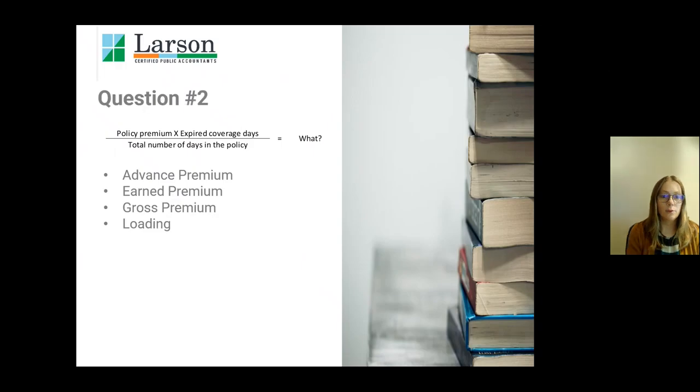All right, question 2. So what does this equation equal? Policy premium times expired coverage days divided by total number of days in the policy equals what? And it is earned premium. So it shows total premium that has expired over the days and what portion of that was earned.